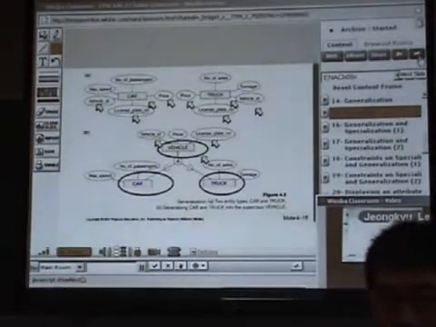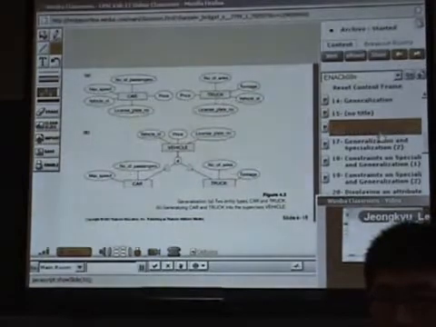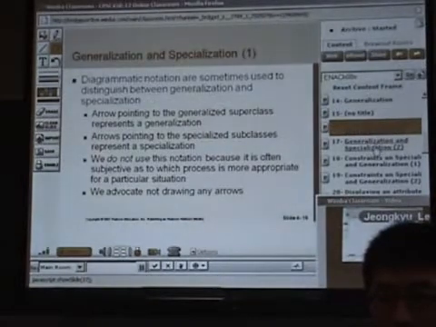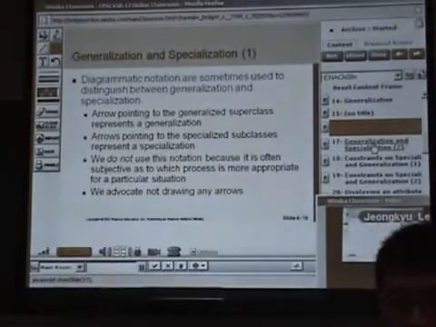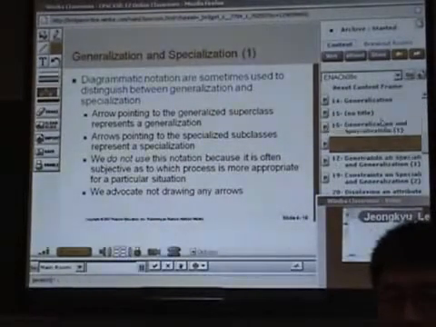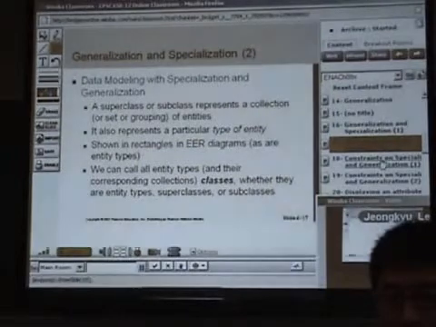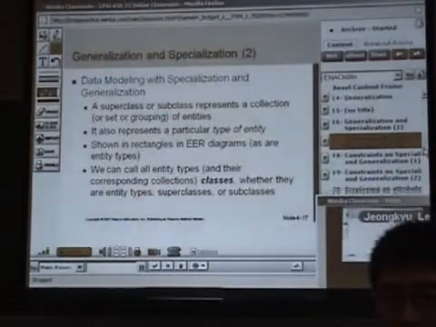I think we have one more example. Let's see. Okay. So arrow pointing is not very important. So very slow.